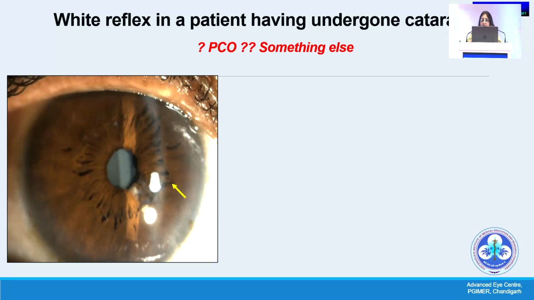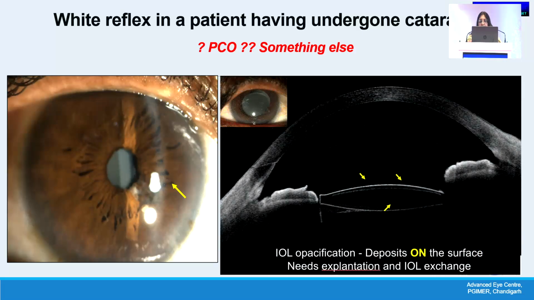This is another interesting scenario. So if we have a white reflex in a patient having undergone cataract surgery, it could be multiple things. It could be a PCO, an after cataract, or it could be something else. And this is where, of course, clinical examination is a must, but this is where it helps us.